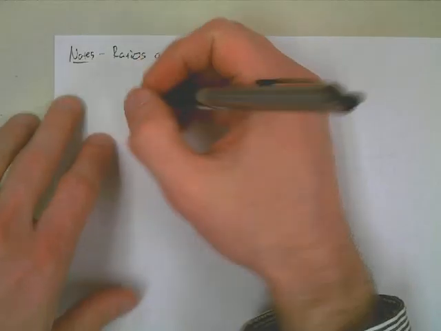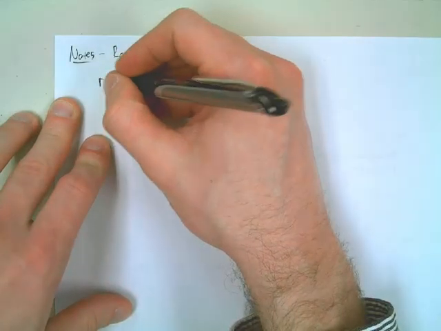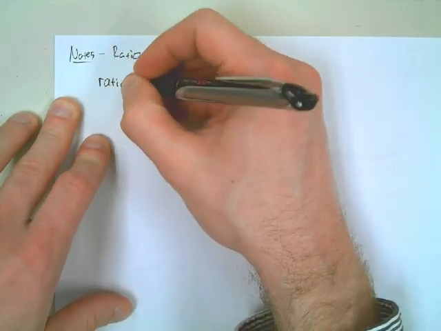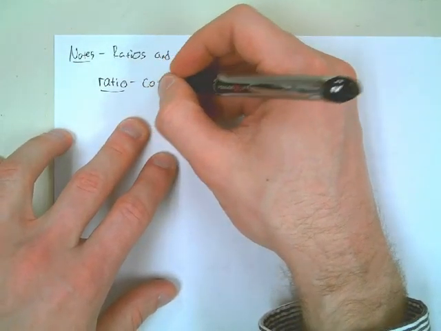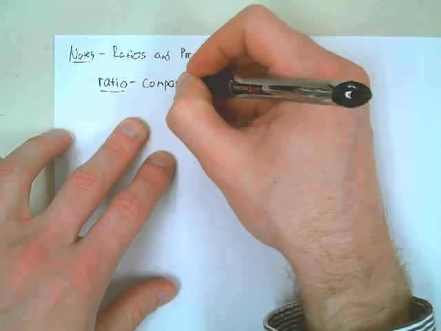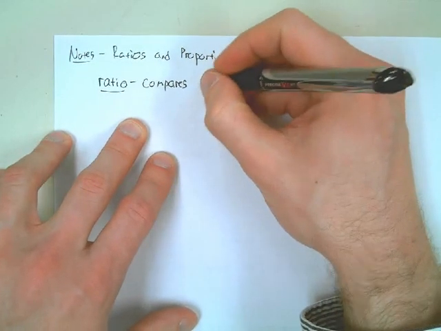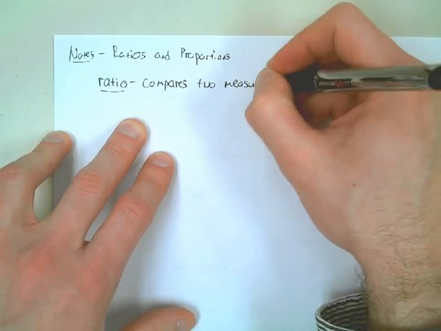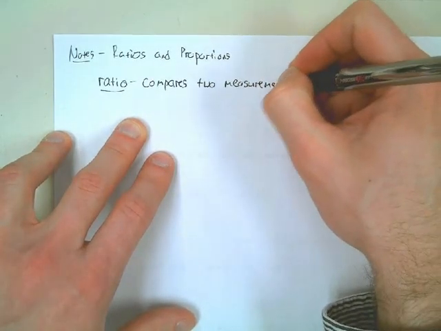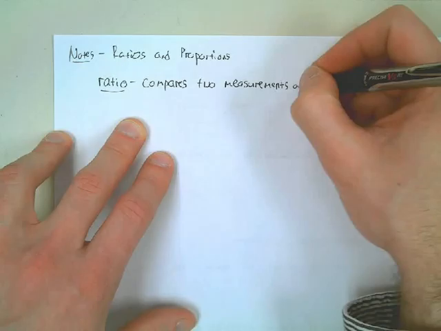So let's define some of these words that we've been throwing around here, or that I was throwing around at least. So for example, the word ratio. A ratio is something that just compares two measurements or numbers.